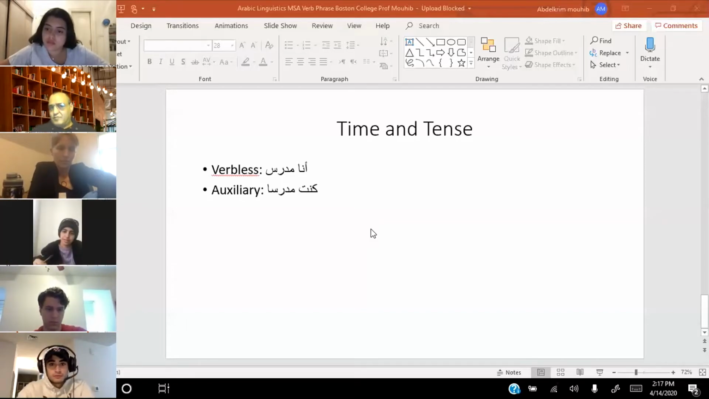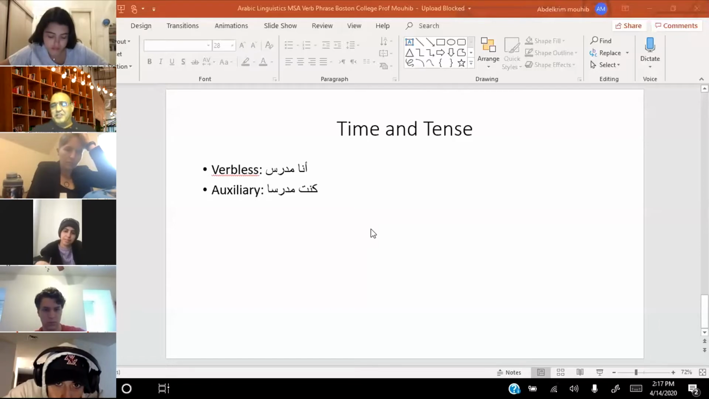Hmm? Genitive case, the other one. Accusative, right? Yes. Genitive will be when we have a preposition, right? Okay.